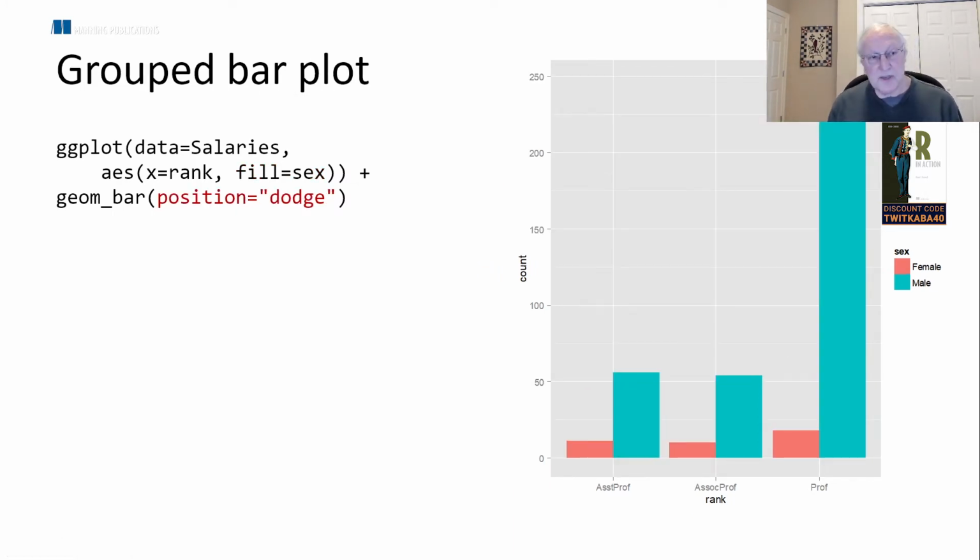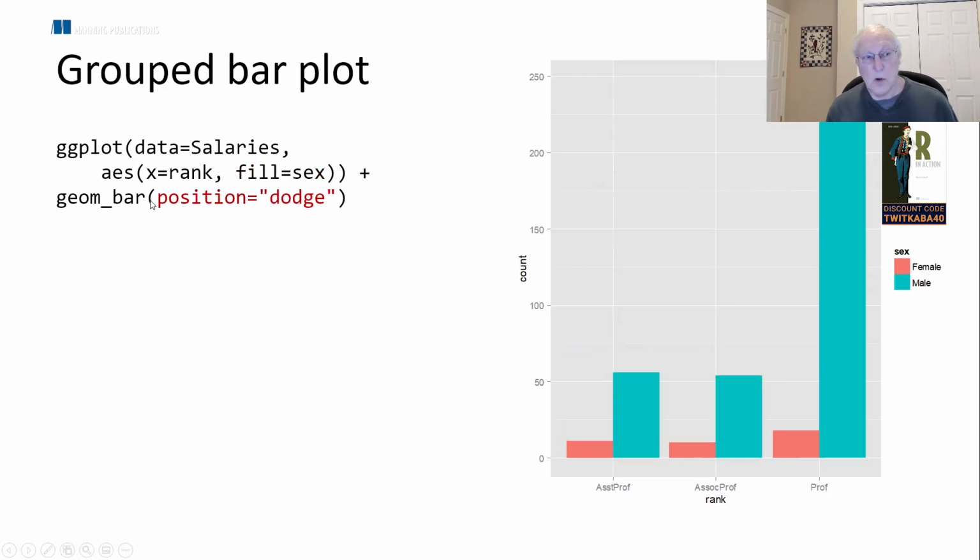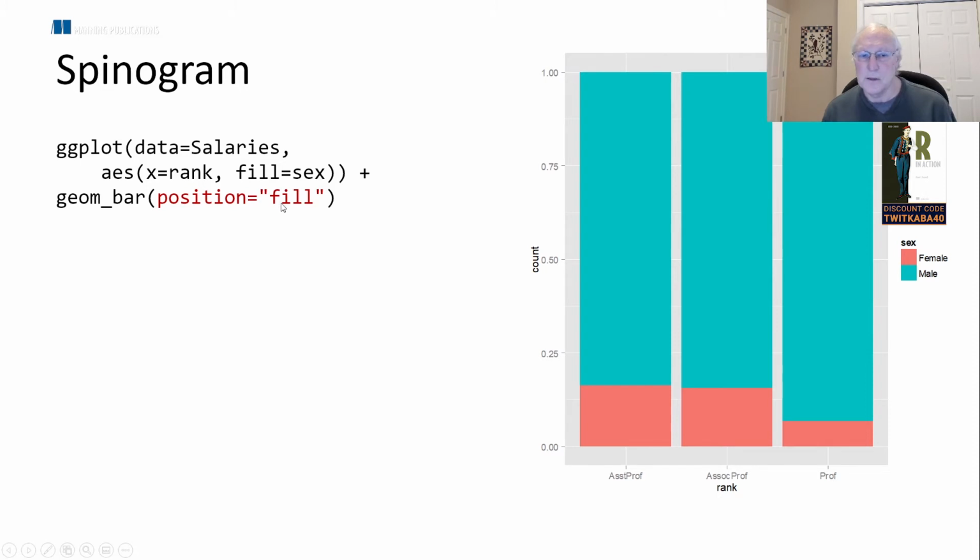If we use the position option, position specifies whether you want the bars to be stacked on top of each other, which is the default. So I could have said position equals stack, or position equals dodge, which puts them side by side. Or what I think is very useful is position equals fill, which makes the height of each bar 100%.